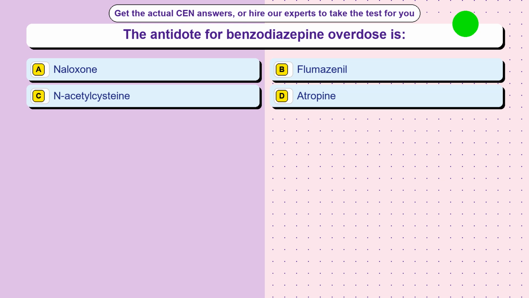Question 77. The antidote for benzodiazepine overdose is Option A, naloxone. Option B, flumazenol. Option C, N-acetylcysteine. Option D, atropine.